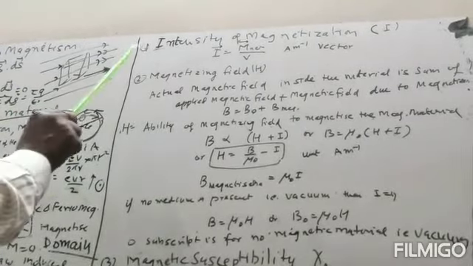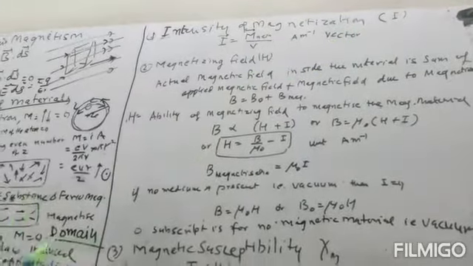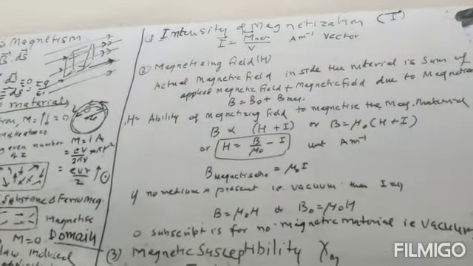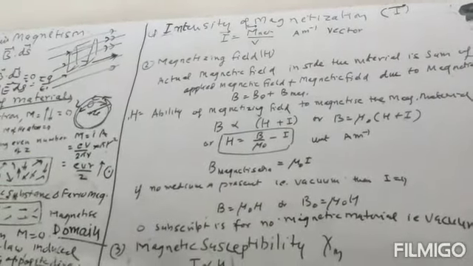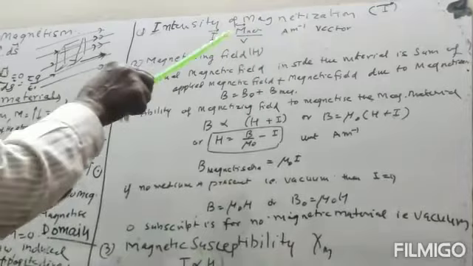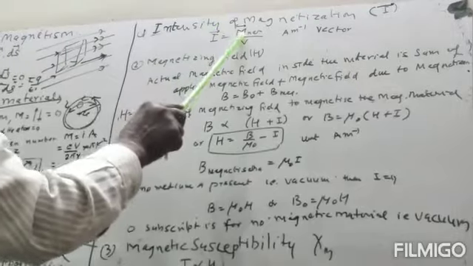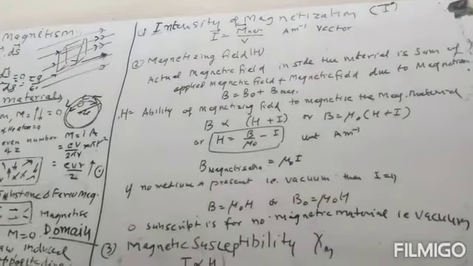The first definition is intensity of magnetization, which is a vector quantity written as I vector. Now when we put a magnetic substance in an external magnetic field, what will happen? The magnetization or magnetic moment will increase. So the net magnetic moment per unit volume is known as the intensity of magnetization.